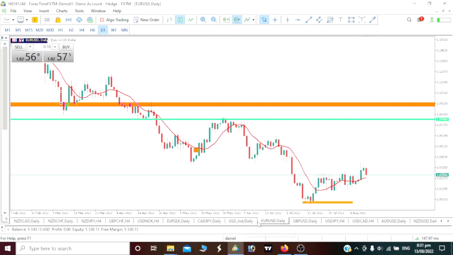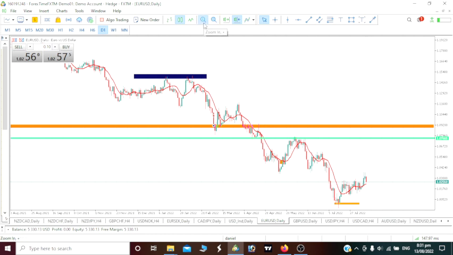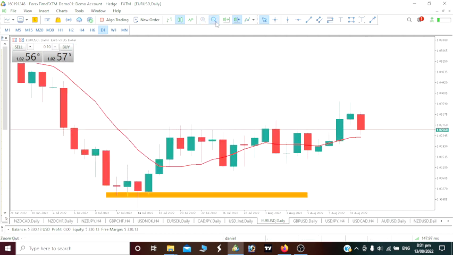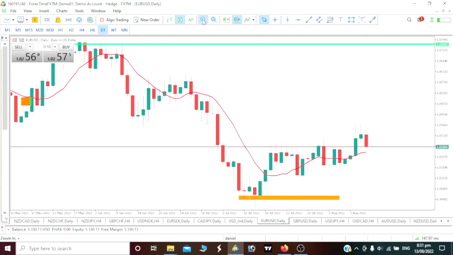Okay guys, now let's take a look at our Euro USD for this week, starting with our daily time frame. As you can see, on this daily time frame we are starting to have a bullish move, an uptrend move. This is a higher high, a retracement, and another higher high which broke this high here, and this is another high that broke our previous highs. So it is very obvious that we are still in an uptrend move.